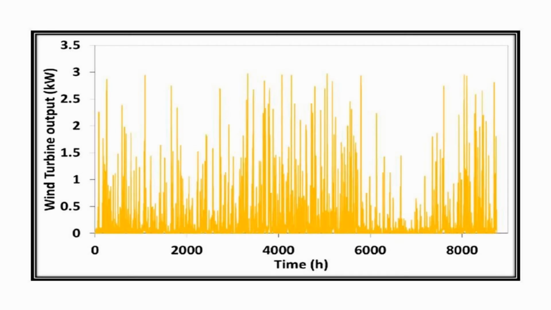This chart shows actual output of an operational turbine over an 8,000-hour time period. Imagine if you wanted to use this as your only power source over those 8,000 hours. There are significant periods of time that you could not run your refrigerator.